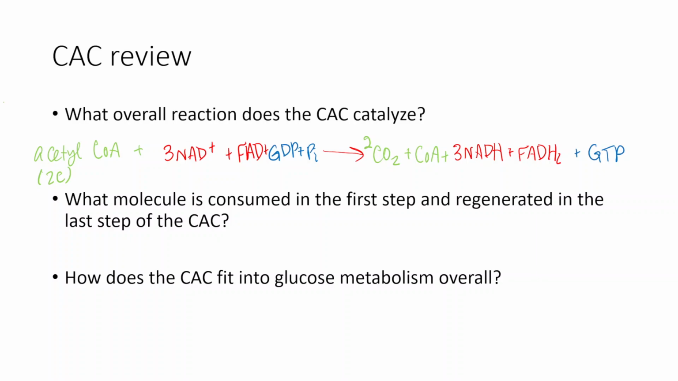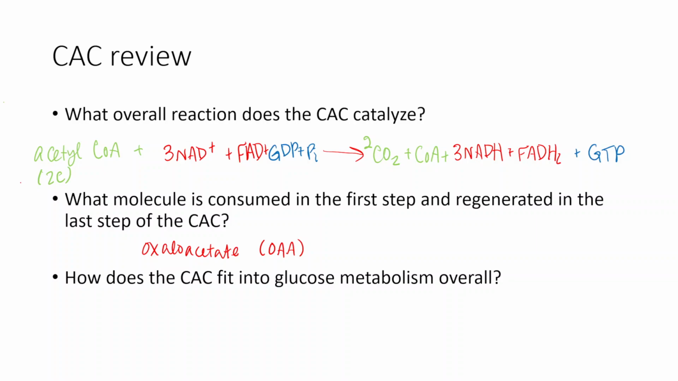Cool. Okay, so let's start talking about some of the specific steps of the citric acid cycle. So what molecule is consumed in the first step and regenerated in the last step of the citric acid cycle? Yeah, oxaloacetate. And a lot of times you'll also see this written as OAA, so you can feel free to use that as shorthand. That's short for oxaloacetic acid, which is essentially the same thing as oxaloacetate.